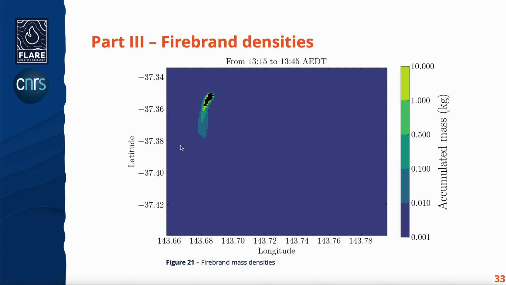Of course, when we calculate the firebrand mass field trajectory, we're also able to calculate where it is going to be deposited. Here we're showing the 30 minutes accumulated firebrand mass on the ground. We see at the beginning of the simulation, the deposited mass is going towards the south.